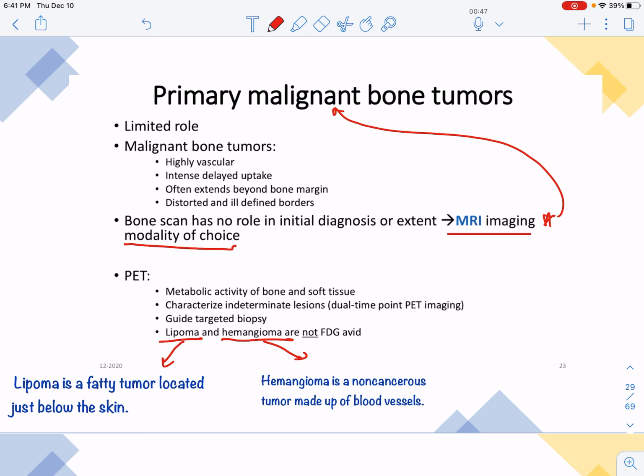FDG is basically like you are putting a radioactive material fluorine مع بتحطوا له glucose. فلو عندنا hemangioma هي إيش؟ هي non-cancerous tumor and it's made up of blood vessels. hemangioma ما راح تاخد الجلوكوز، ما حتاخده. حتى الليبوما ما حتاخده لأنه هي fatty tumor. Okay, so it won't take the glucose part in the PET FDG. هذا الكلام اللي كنا بنقوله من البداية.